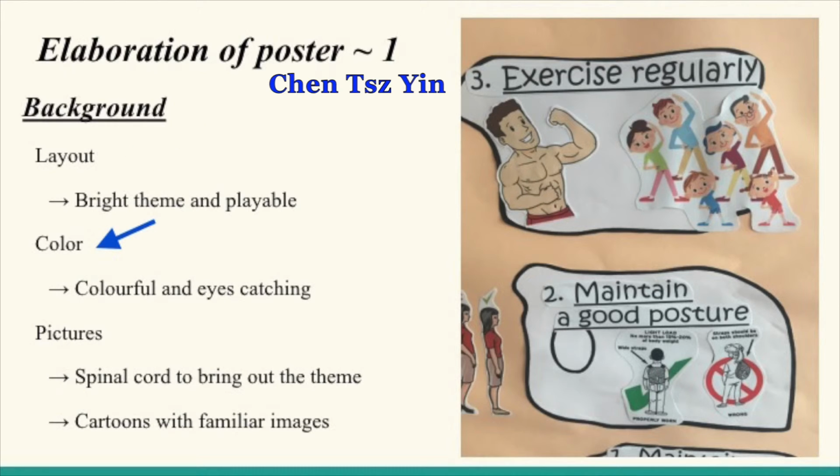And second, the color. We use some colorful and eye-catching colors, such as green, yellow, and red. And third one is the picture. We put the smile card in the middle, and we could bring out a theme that will mainly focus on scoliosis. Also we put some cartoons that are suitable for our theme. For example, the healthy balanced diet pyramid and correct posture, sitting posture, standing posture.